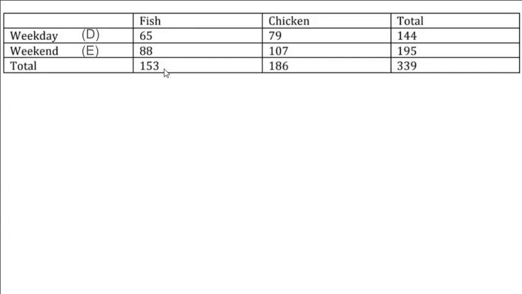What I'm going to do is calculate the probability of someone selecting fish and compare that to the probability of someone selecting fish given that it was a weekday. So I wonder if these two would be different. Is it more likely for someone to choose fish anytime or to choose fish during a weekday? To calculate the probability of someone choosing fish, we take this 153 for the total amount of fish orders and divide that by the total number of orders, and we'll get 0.45.